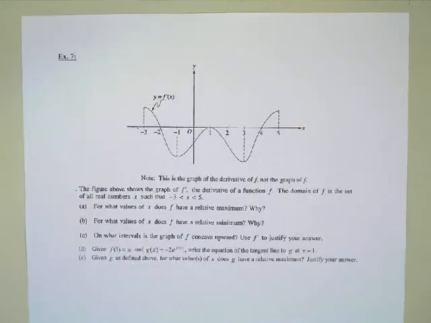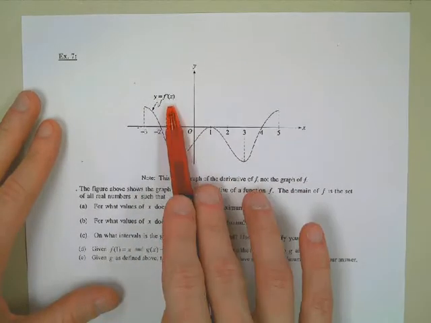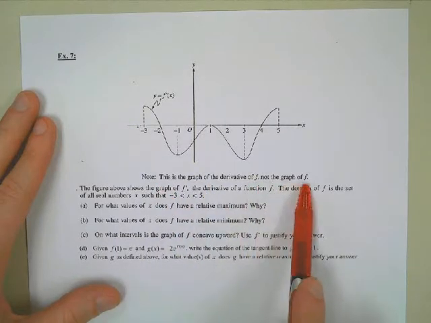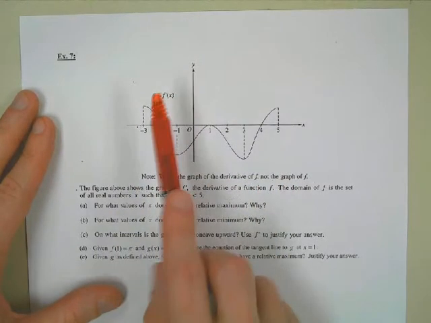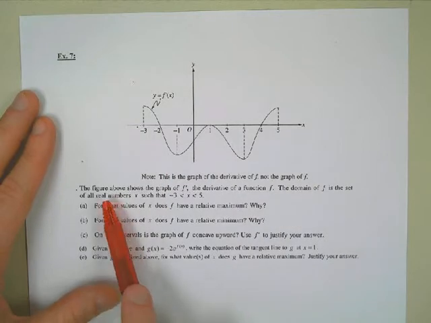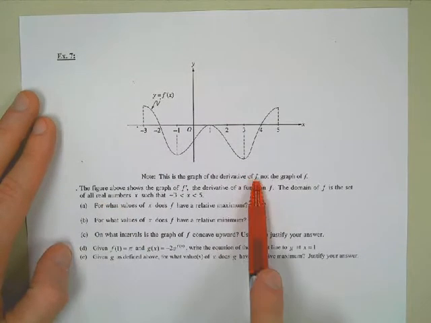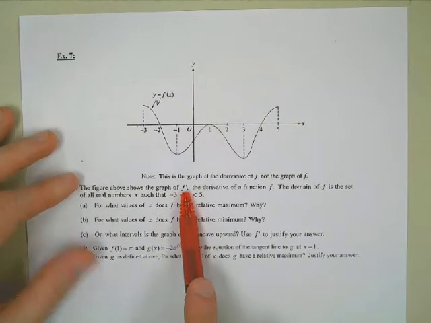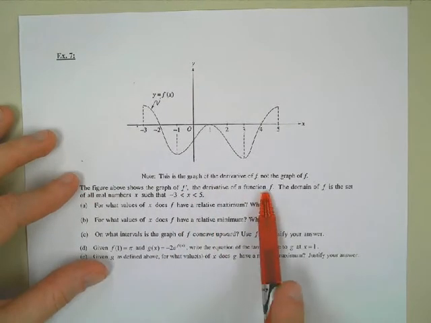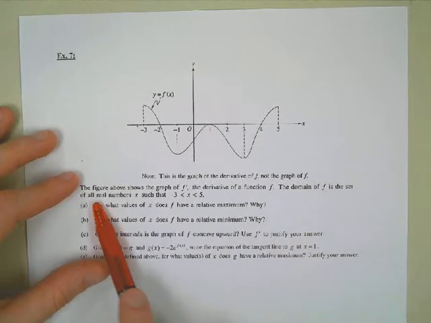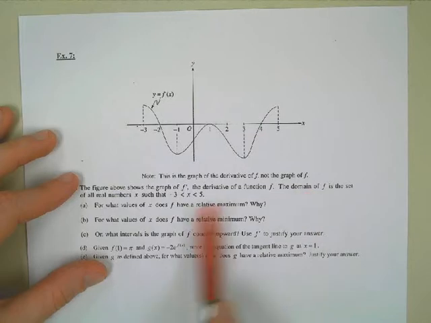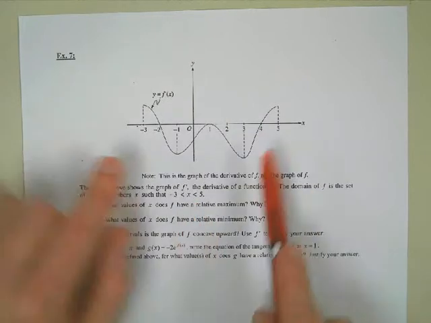All right, so again, let's read through this real quick. We've got a graph of f prime of x. Note, this is the graph of the derivative of f, not the graph of f. It's highlighting it for us here: f prime, not f. The figure above shows the graph of f prime, the derivative of a function f. The domain of f is the set of all real numbers x such that -3 less than x less than 5. So we're only considering f between -3 and 5, and clearly here we see the derivative also between -3 and 5.